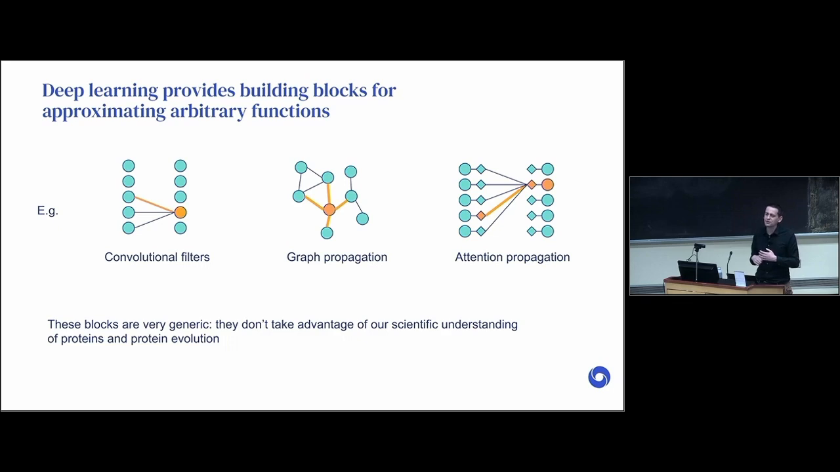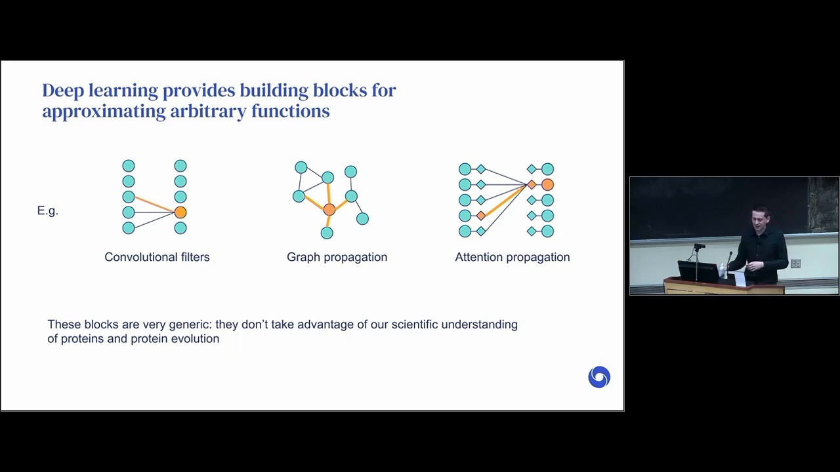And these blocks are super generic. In fact, they show up in speech recognition, they show up in chat bots, they show up in image generation. They're too generic. They don't know anything about proteins. These are really clever ideas for how to build effective learning systems. But because they can learn anything, they need lots of data to learn proteins and protein structure.